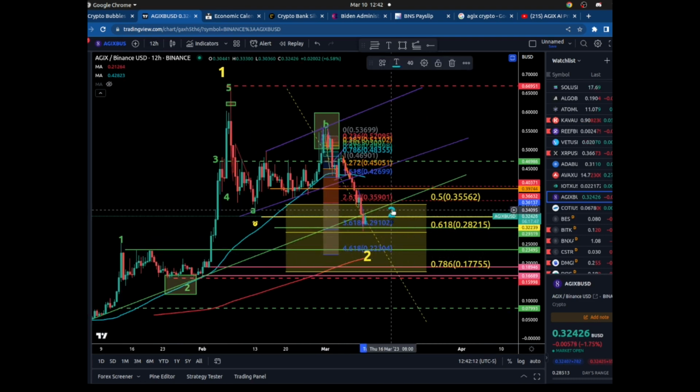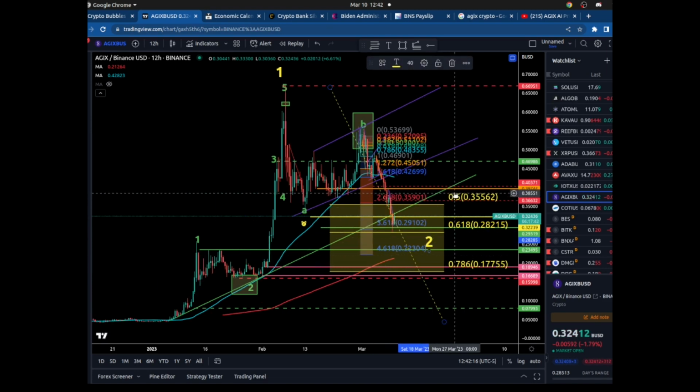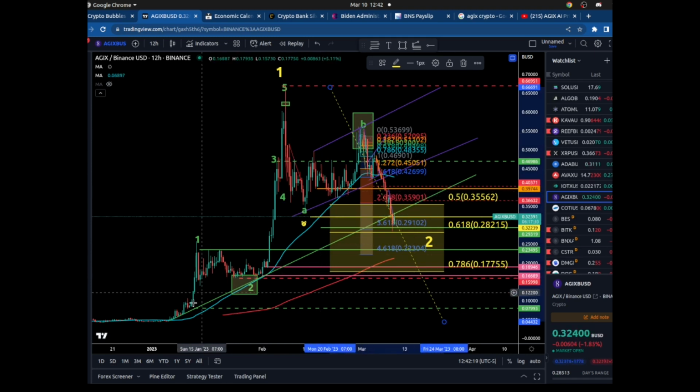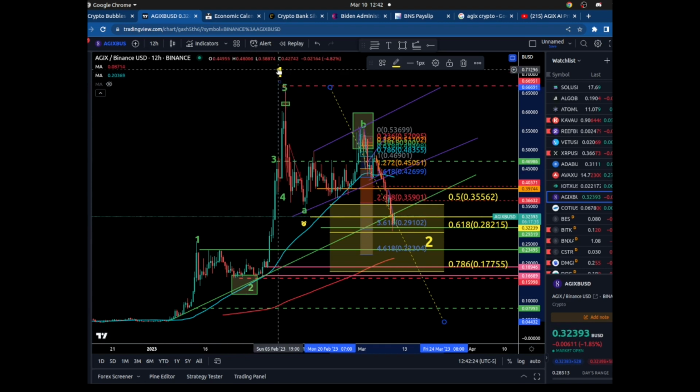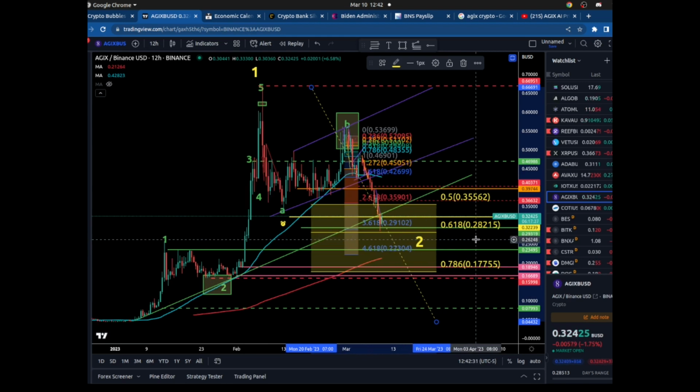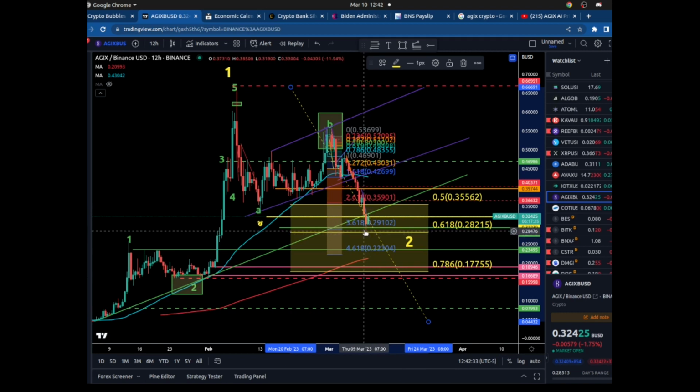Now, this I don't remember why I put it there. Okay, so if I do this Fibonacci retracement from the beginning of the wave to the end of the wave 1 in yellow, this is going to be our main level of the Fibonacci retracement. As you can see, we almost reached the 0.618 at 28 cents. Anyway, 28 cents.